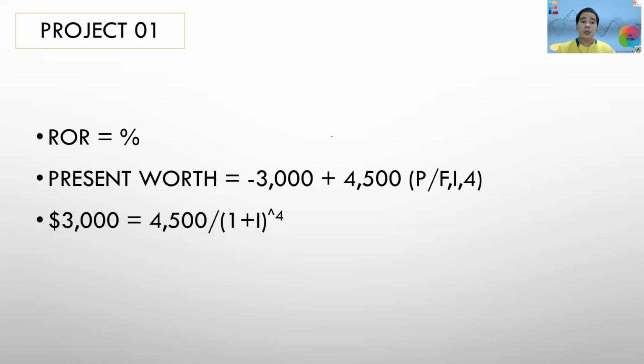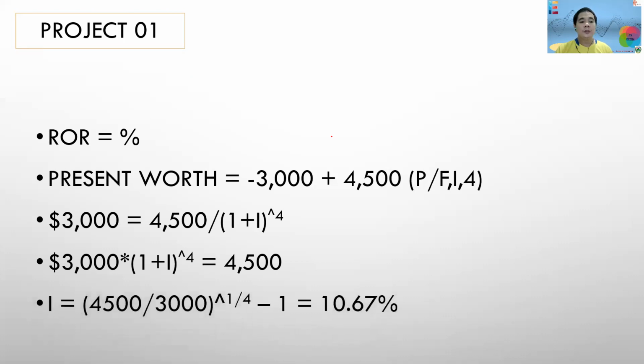Therefore, your 3,000 is equal to 4,500 divided by 1 plus i to the exponent of 4. Now you can compute the value of your i. Therefore, your i is equal to 10.67%. What does that mean? It provides you the interest rate that your investment is gaining: an interest rate of 10.67% per year in 4 years.